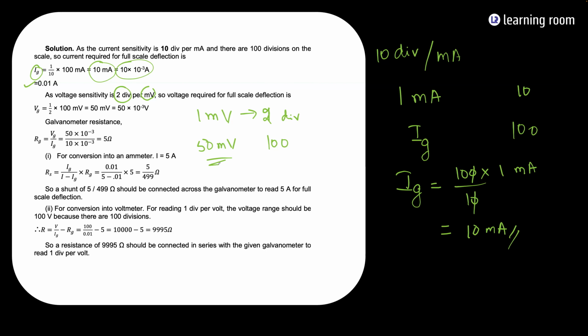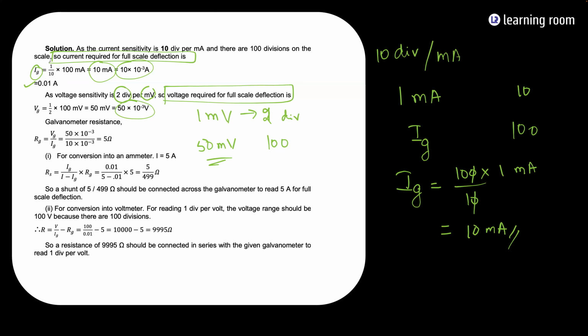Even without calculating, you can say, see, this increases by 50. This should also increase by 50. So that is why it is 50 millivolt. So this is the voltage that is required for full scale deflection. What is this? This is the current that is required for full scale deflection. Makes sense? Right. Now, what is the second part of the question that they asked?